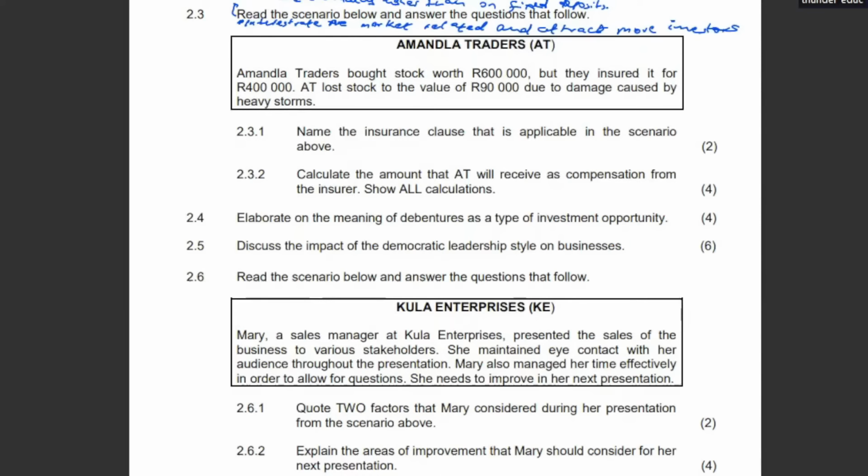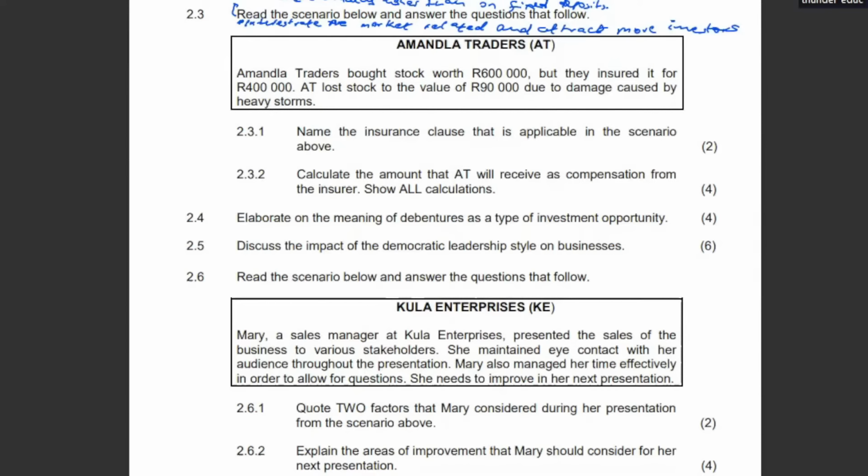The next question is 2.3. Read the scenario below and answer the questions that follow. So grade 12, if you have learned business studies, in most cases, business studies questions are based on scenarios. Why are they based on scenarios? Because we are dealing with different sets of businesses. Even when you are done with grade 12 or you have finished writing your business studies, you'll be faced with different sets of problems facing different businesses. That is why in most cases we deal with scenarios.